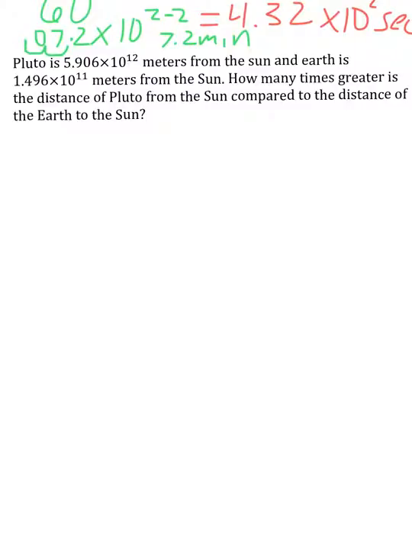Okay, our final story problem. Pluto is 5.906 times 10 to the 12th meters from the sun, and the earth is 1.496 times 10 to the 11th meters from the sun. How many times greater is the distance of Pluto from the sun compared to the distance of Earth to the sun? Well, we want to know how much greater the distance of Pluto to the sun is, so that number is going to go in our numerator.